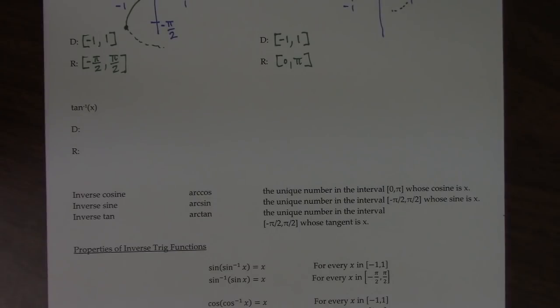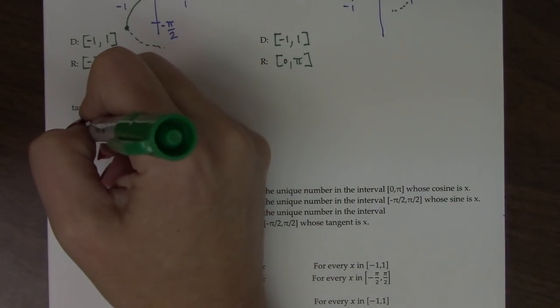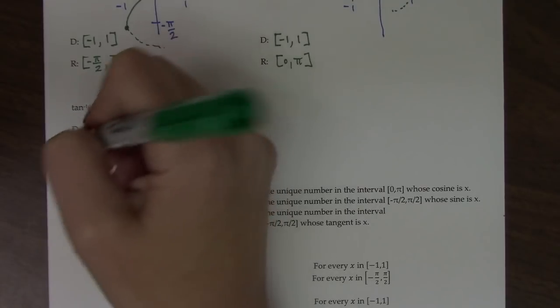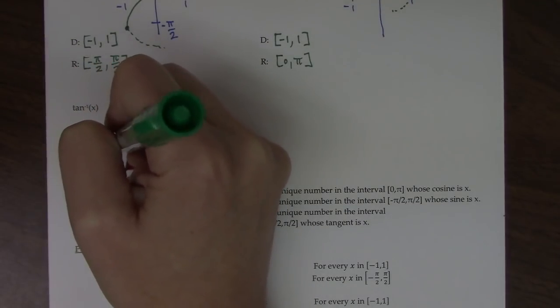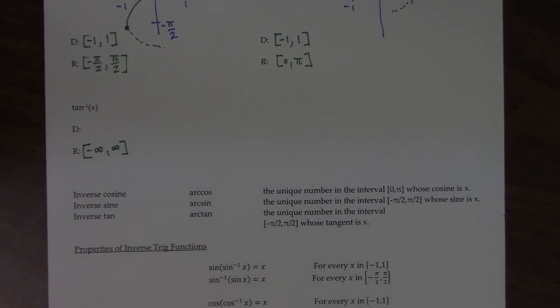Tangent's a little bit different. So tangent, when we graphed it, looked like a bunch of S's repeating over and over again. So the domain of tangent was all reals. And the range of tangent is all reals. But tangent had vertical asymptotes at every multiple of pi over 2.